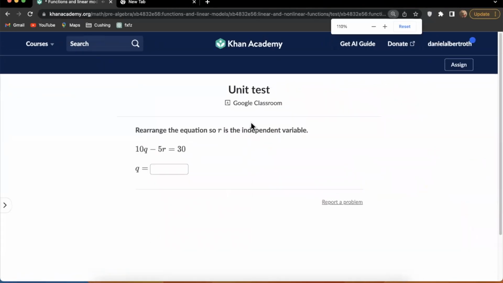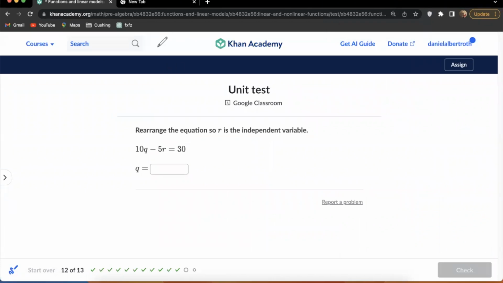All right, it says rearrange the equation, where R is the independent variable. Even if you don't know what this means, it sets up your answer right here. It's basically saying you need to solve for Q. It's kind of the opposite of what you might have thought based on the question, but the answer is set up where the only answer it will accept is Q equals.